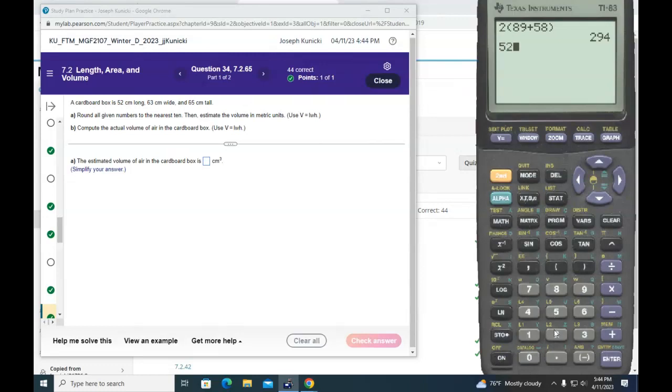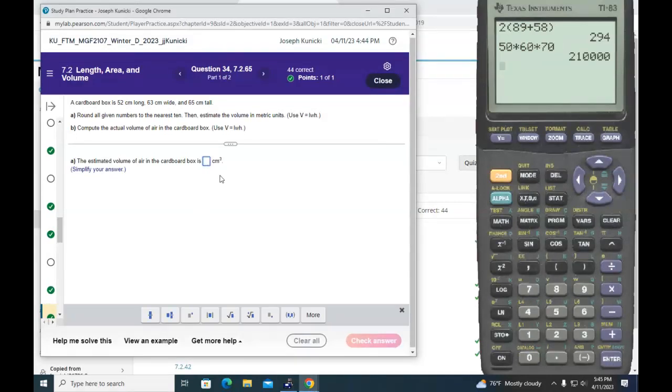Oh, they want it estimated first, I didn't read it. It says round all the numbers to the nearest 10, so the 52 becomes a 50, the 63 becomes a 60, and the 65 becomes a 70, right? The round off rule is the 5 makes that a 7. So the approximation would be 210,000 cubic centimeters.